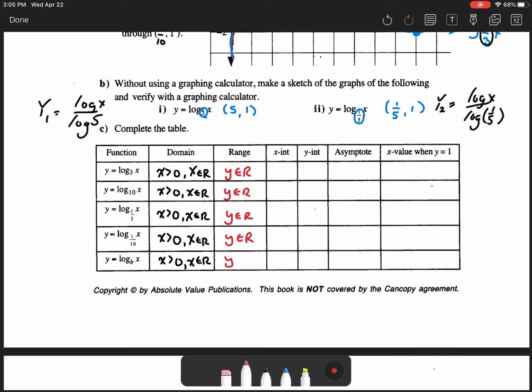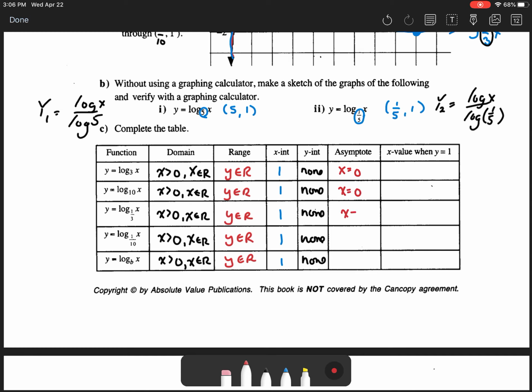The range is the same for all of them as well. It can be anything in terms of real values for the y. So y is an element of the real number system. That holds true for all of those graphs. The x-intercept, if you take a look at the x-intercepts, they all went through 1. The y-intercepts, they didn't have any. They never touched or crossed the y-axis.